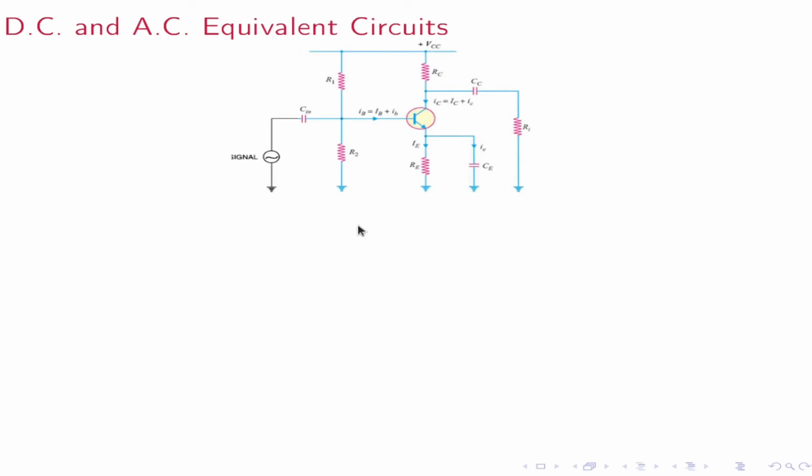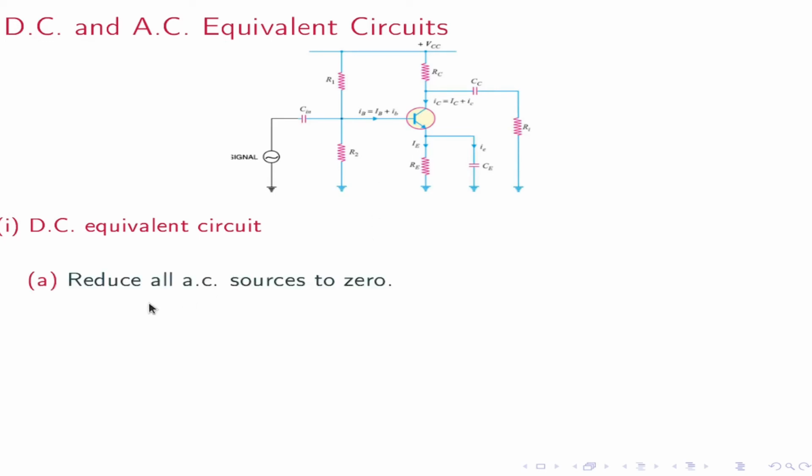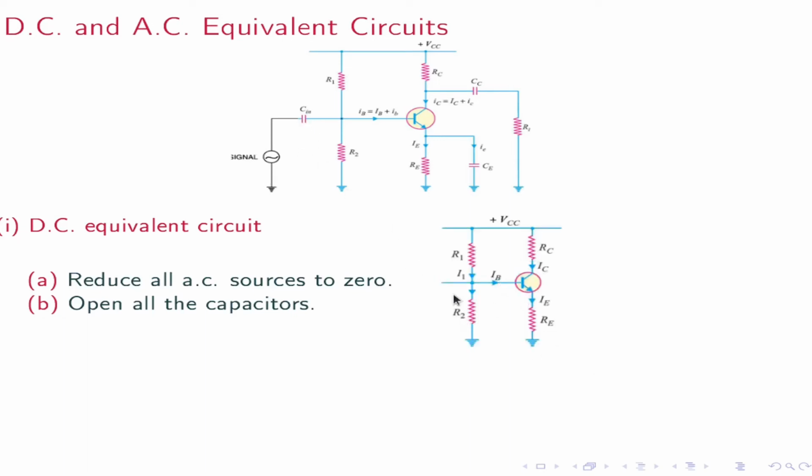Okay, this is a circuit. Here both DC and AC stages exist. First we are going to make a DC analysis. For that we must have a DC equivalent circuit. In order to get a DC equivalent circuit, first reduce all AC sources to 0, so make the signal 0, and open all the capacitors. So it will look like this. There is VCC, no signal source, no capacitors. So this is called the DC equivalent circuit.